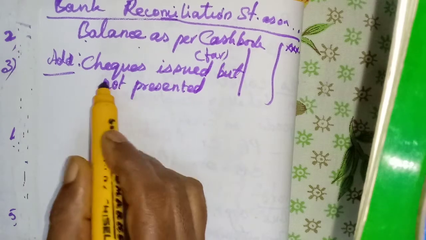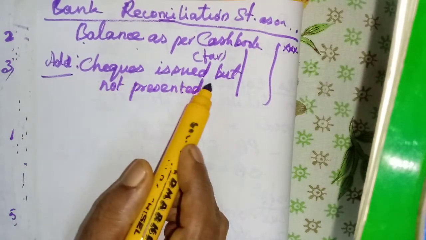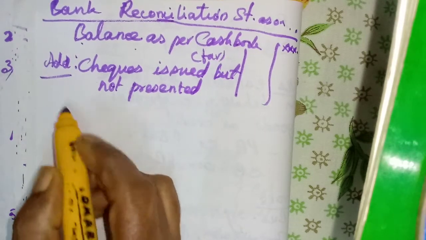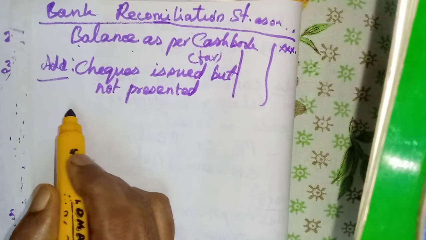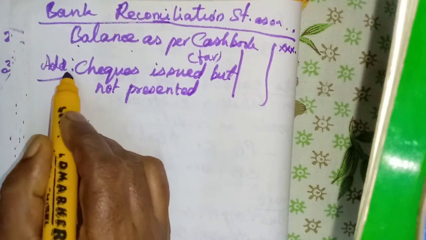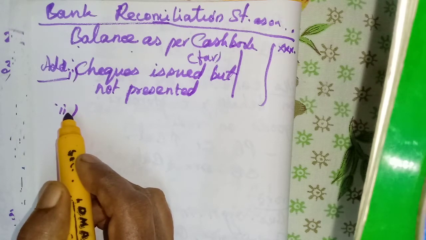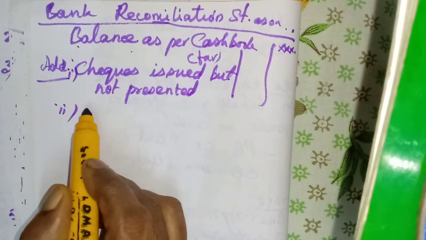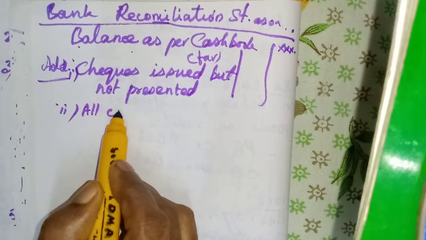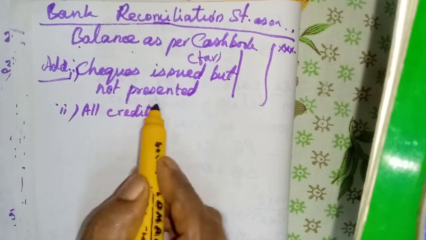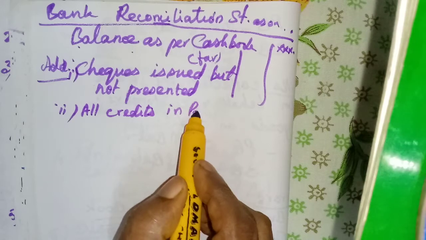So what should be added? Checks issued but not presented. Then all the credits in the passbook only. All credits in passbook only.